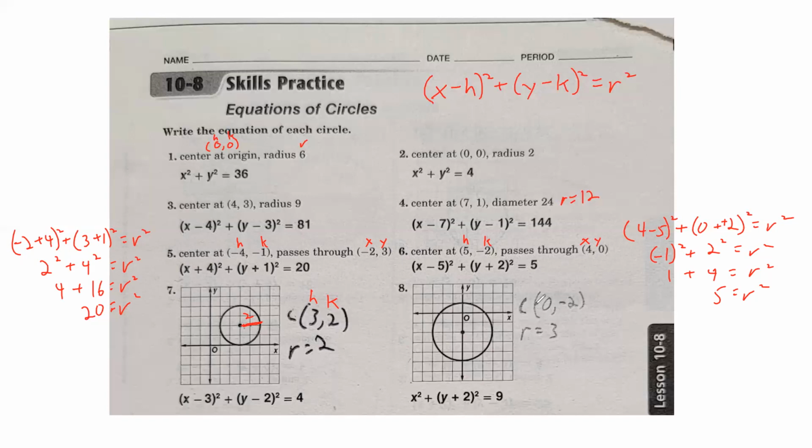On 8, again, same thing, identify the center point. It was at 0, -2. So 0 is my h value, -2 is my k value, r is 3, plug them in. Since h was 0, it just simplified on that side to x squared. I had -2, so it became +2. And then when I plugged in 3, I had to square it, so it became 9. Questions on that top part?